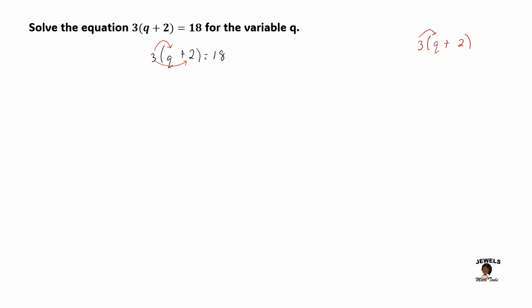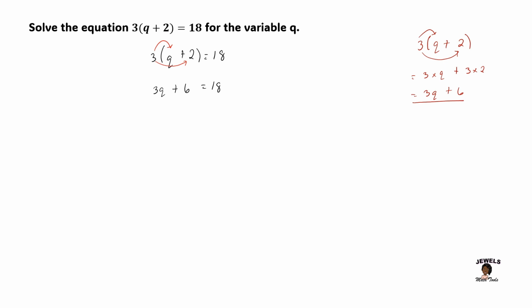So 3 is distributed to q and 3 is also distributed to 2. That means that 3 is multiplied to q and then its product is added to 3 times 2. And 3 times q is equal to 3q, which is added to 3 times 2, which is equal to 6. So now we're going to plug our 3q plus 6 back into our equation. So we have 3q being added to 6, which is equal to 18.